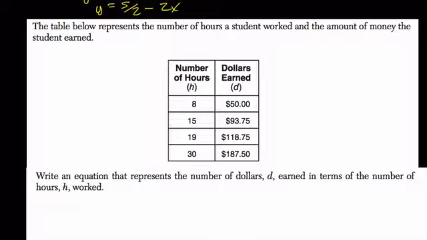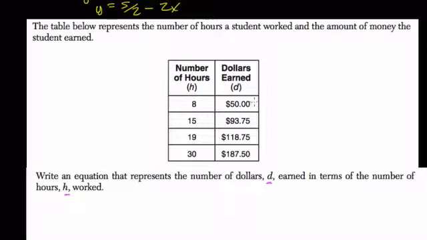The table below represents the number of hours a student worked and the amount of money they earned. Write an equation, where D is the number of dollars earned and H is the number of hours worked. H is independent and D is dependent because the hours you work determine the amount of money you'll be making here. So I'm going to look for a slope here.